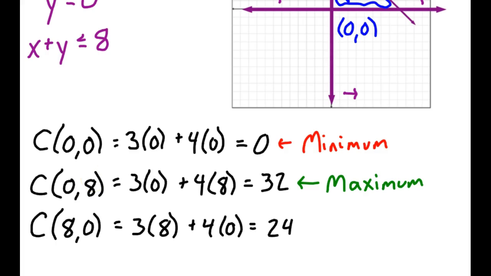So that's the process of linear programming. We're trying to maximize or minimize our objective function. We do that by graphing the constraints and determining the feasible region. Once we have the feasible region, we take the vertices contained by the feasible region and plug those back into the objective function to see where the maximum and minimum values occur.